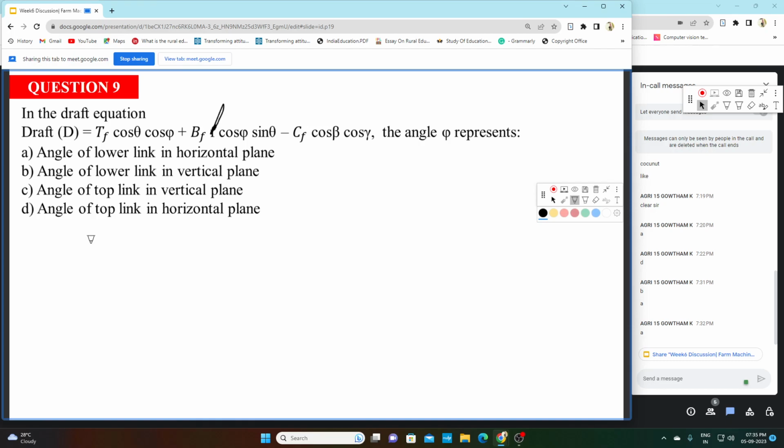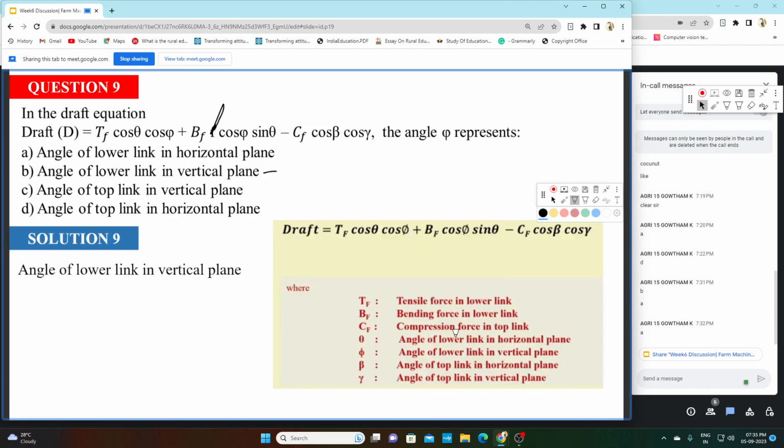We have already discussed this. So any guesses for this, guys? Yeah, Gautam is telling B. So yeah, these are the four angles, okay? Theta, phi, beta and gamma. Now we have been asked about phi, okay? And phi is angle of lower link in vertical plane. So yeah, option B is your correct answer.